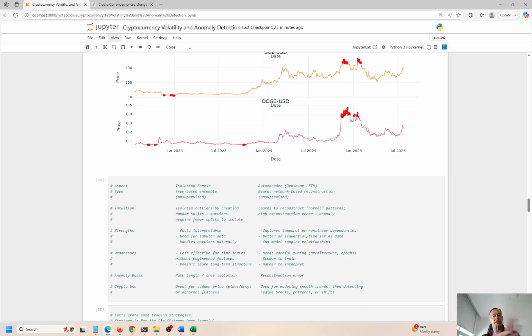So here's what we've done so far and how to digest or assimilate all of this. We have the isolation forest. It's a tree-based ensemble method. An ensemble means lots of different learning strategies or modeling techniques all used together, and this is unsupervised. The autoencoder is a dense neural network based reconstruction, and this is also unsupervised learning, right?